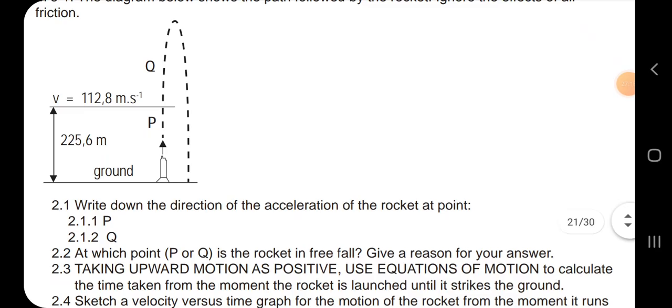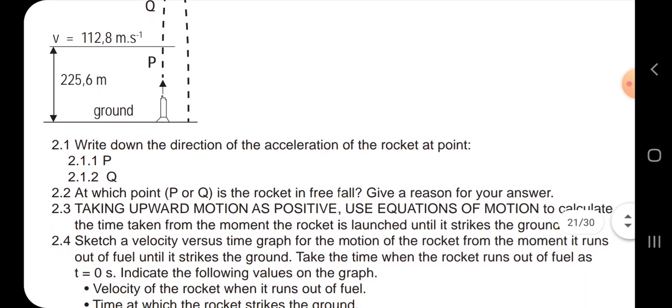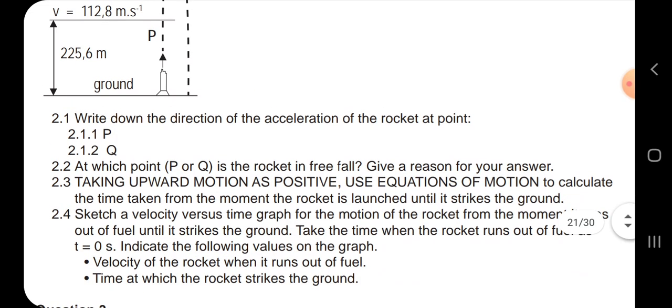Now 2.2: at the point P or Q, is the rocket in free fall? Give a reason for your answer. The only force acting on the object at Q is the force of gravity. So at Q, it's the force of gravity that is acting on the rocket. Then 2.3 says, taking up as positive, use equations of motion to calculate the time taken from the moment the rocket is launched until it strikes the ground.